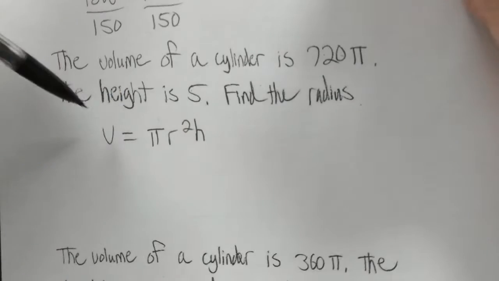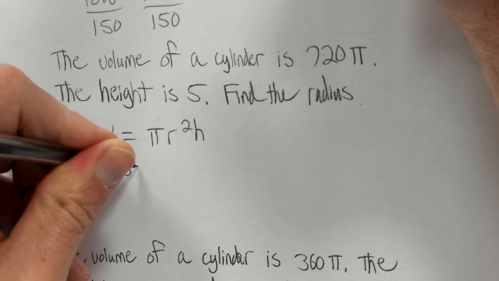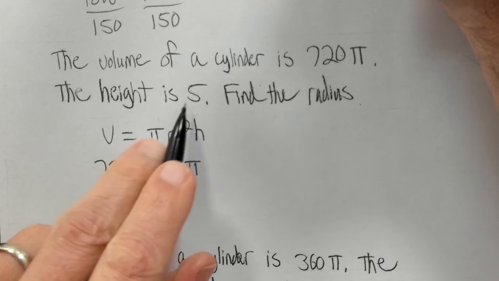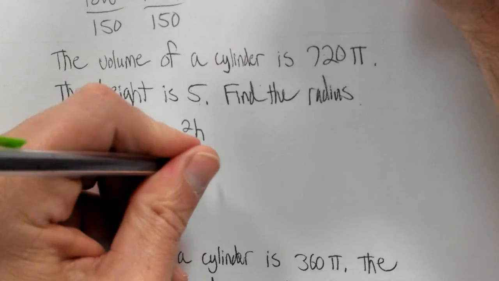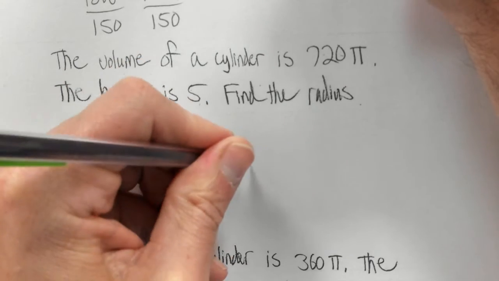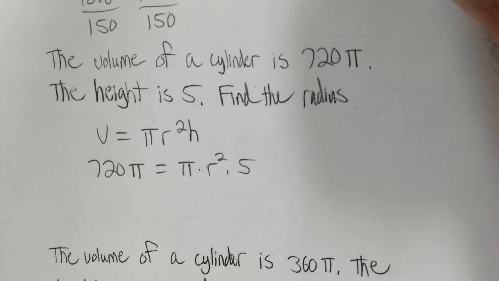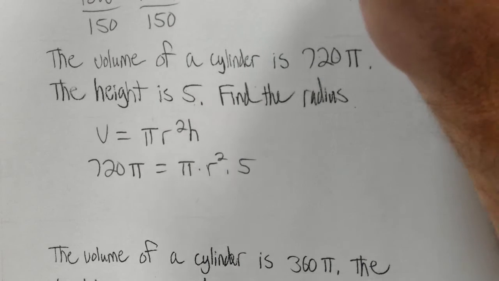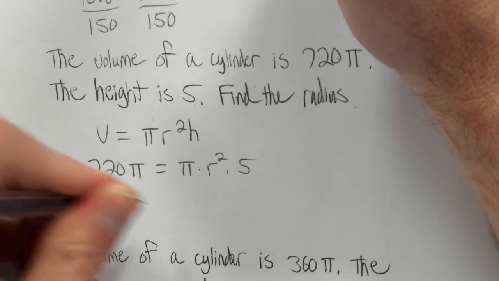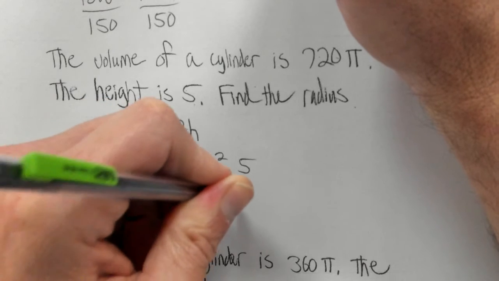Alright, so let's plug in the parts they give me. Volume is 720 pi, so I'll plug that in just like it is. 720 pi equals pi. They give me the height is 5. Okay, so the r is still missing, so that's times r squared, and the height is 5. So the radius is what they're asking me for here. Okay, so on the first step, I can clean it up a little bit and make it look like this. 720 pi is equal to 5 pi r squared.